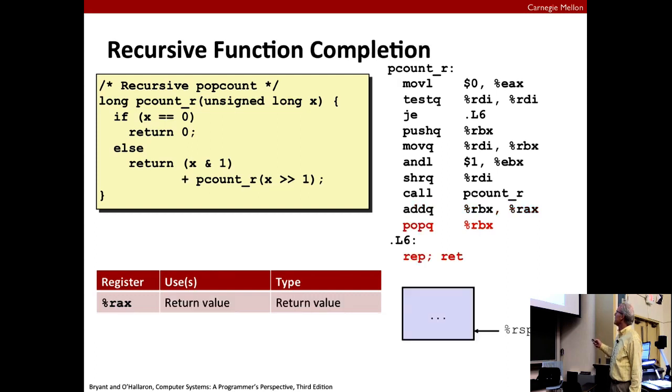And then the final cleanup is to pop RBX to restore whatever was in there, and then to do the return. So again, you see that the pieces all fit together like a puzzle, because all the functions are using this common set of conventions about where arguments get passed, what registers can be used, and how registers have to be restored if they get used, and all that stuff works together.